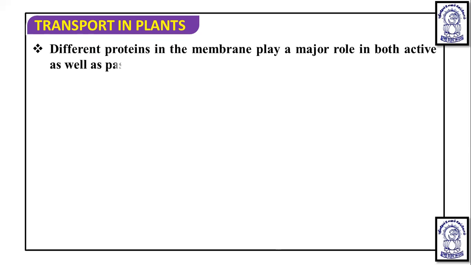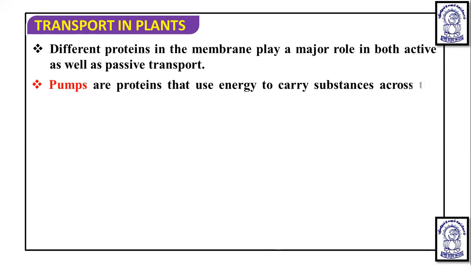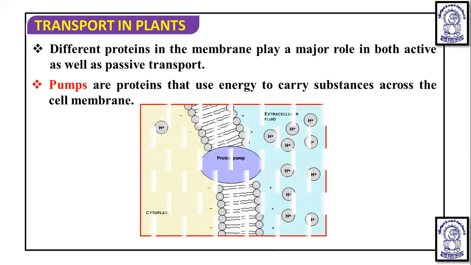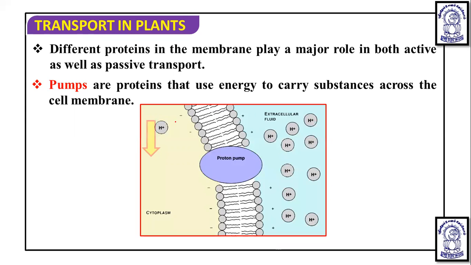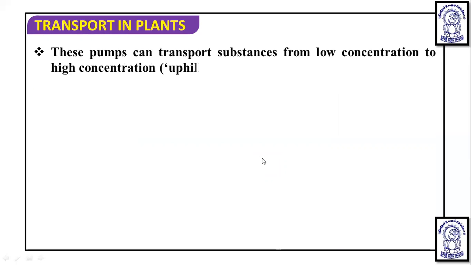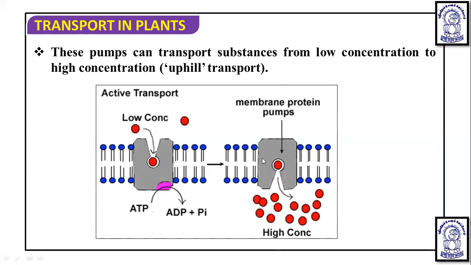Different molecular proteins in the membrane play a major role in both active as well as passive transport. Pumps are the proteins that use energy to carry substances across the cell membrane. So in active transport, pumps are used. This is the proton pump. The proton pump moves these molecules from low concentration to high concentration, and obviously energy is used. These pumps can transport substances from low concentration to high concentration, that is uphill transport. As you can see, the red colored substances move from low concentration to high concentration through the use of ATP.